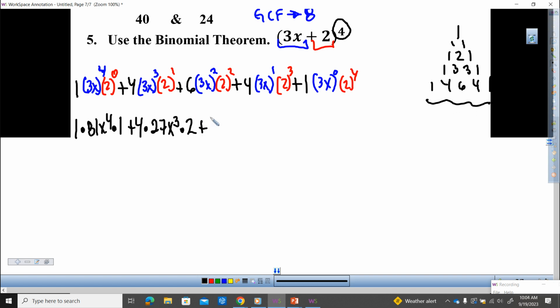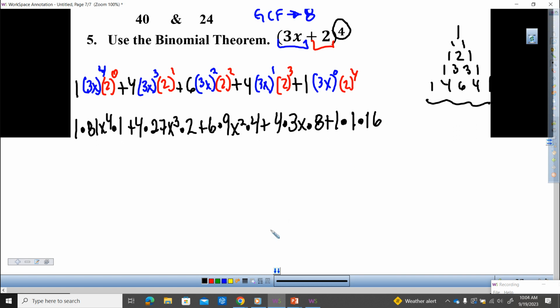2. Plus, bring down the 6 times 3 to the second power, that is 9x squared, times 2 squared, that is 4, plus, bring down the 4, times 3x to the first is 3x, times 2 to the third, 2 times 2 times 2, that is 8, plus 1 times, what is 3x to the 0? 1. 2 to the fourth power, that is 16. And so we got up to right there as well.